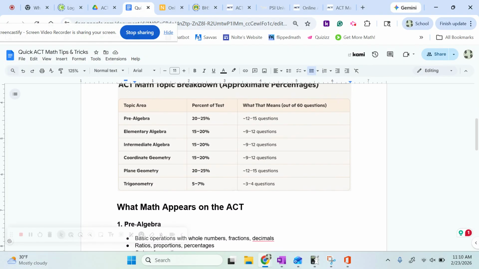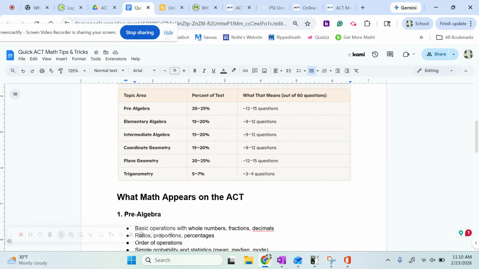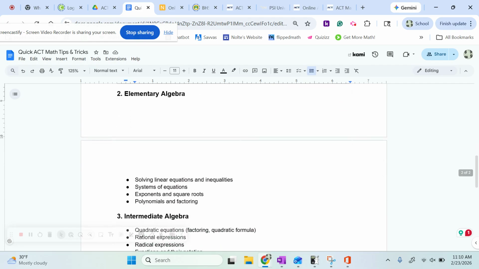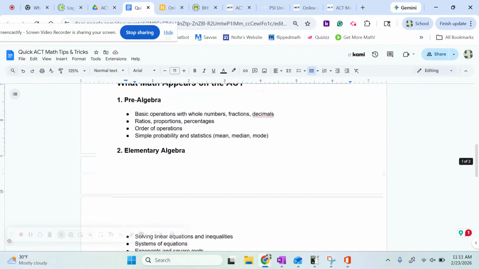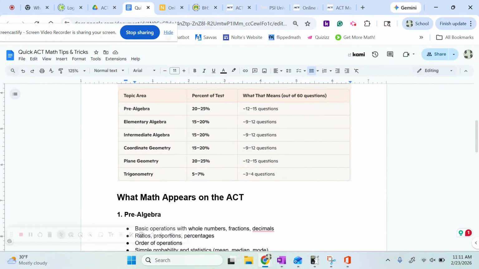Okay, the next slightly more challenging part is elementary algebra. It's kind of your Math 1 stuff. Elementary algebra consists of your linear equations, inequalities, your systems of equations, your exponents and your square root rules, a little bit of polynomials and factoring. Okay, we spend a ton of time factoring quadratics. That stuff is on there.